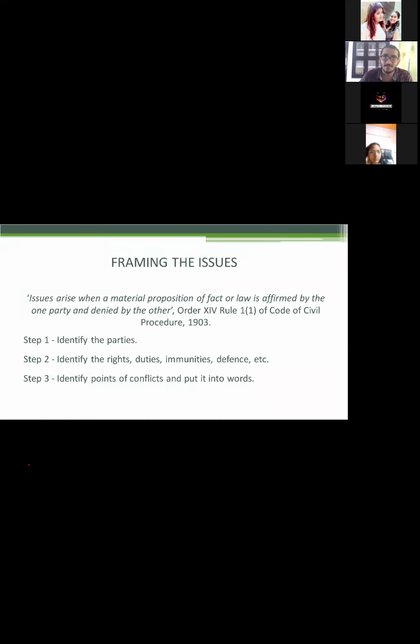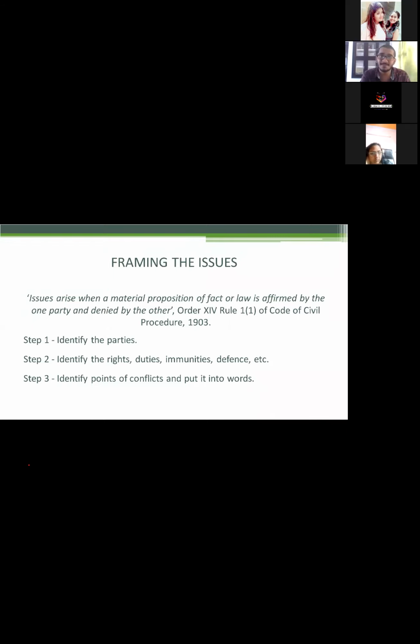Now let me go on to what the Code of Civil Procedure talks about issues. So Order 14, Rule 1, Clause 1, it says issues arise when a material proposition of fact or law is affirmed by one party and denied by the other. So we are not going to touch on material proposition of fact, because most of the moot court competitions are not about facts. Issues of facts are very rare. It's mostly on issues of law, because it's mostly in the appellate court or in the High Court or in the Supreme Court or above in the International Court of Justice. So it's mostly the material proposition of law.